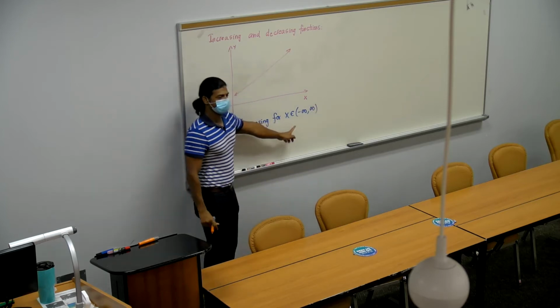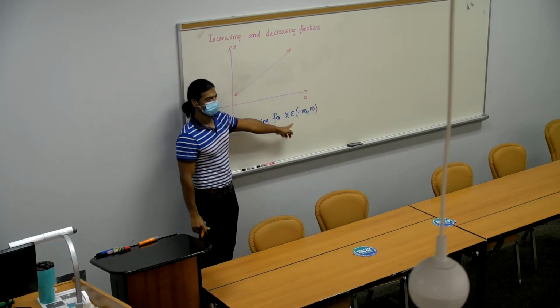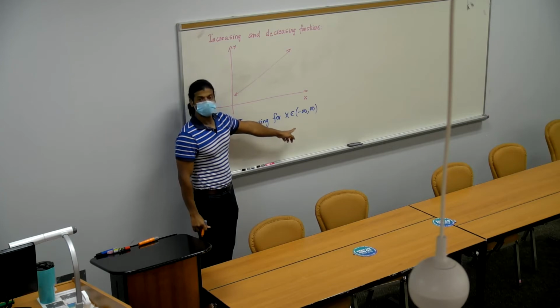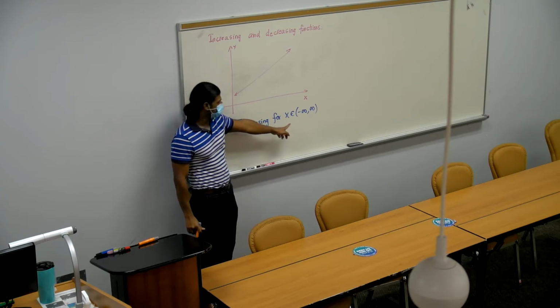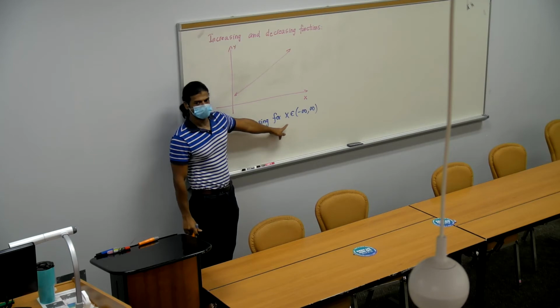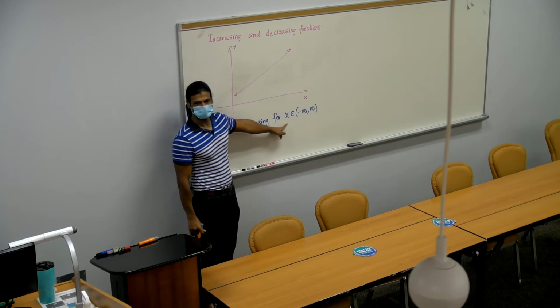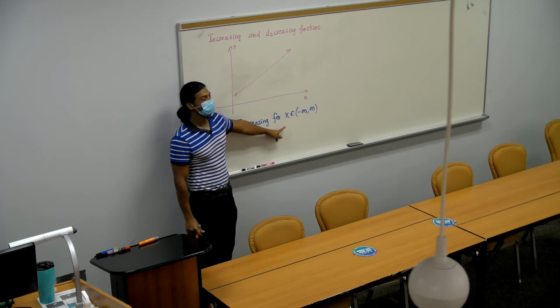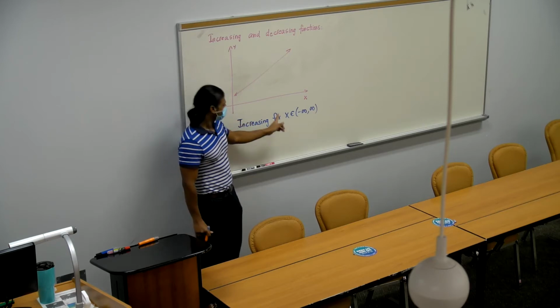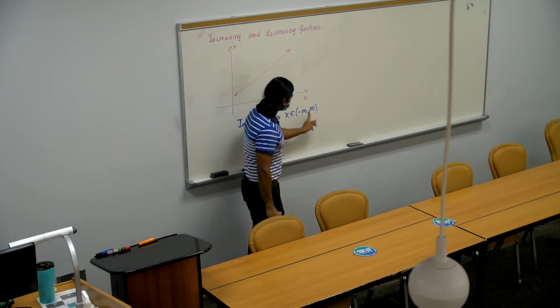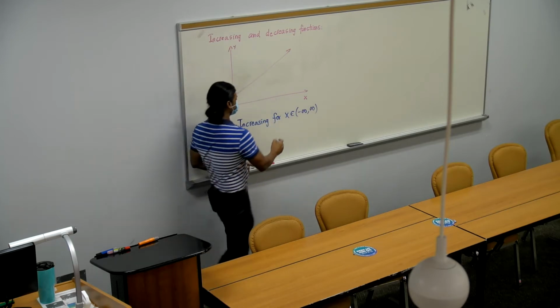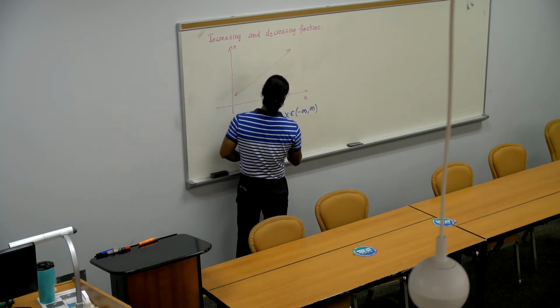Who has seen the euro symbol? Once. Okay, what does that mean? It means that x falls within that interval. It means that x is in that interval, negative infinity to positive infinity. So in or belongs to.